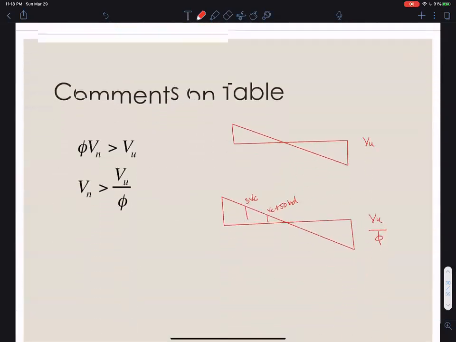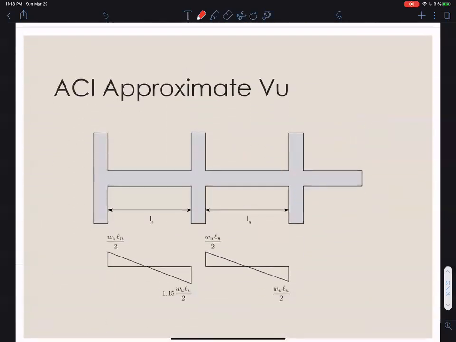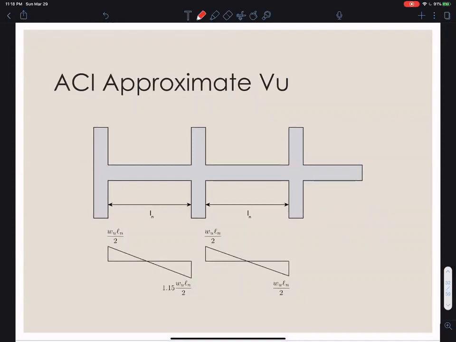Well, that means you need to be able to get a shear diagram, and we do have approximate shear diagrams, just like we had approximate moment diagrams using ACI coefficients. That will be in the next lecture.